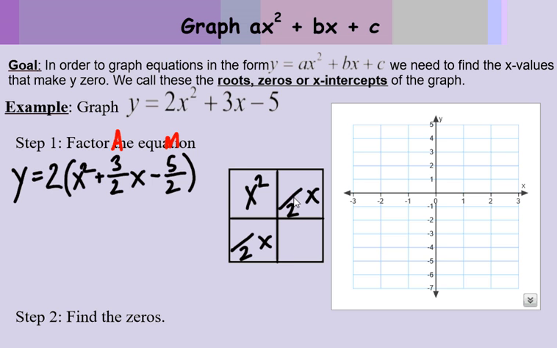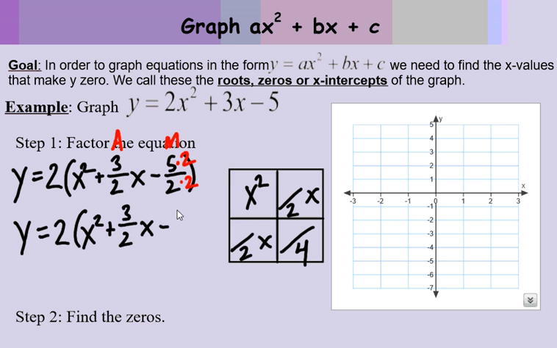But you'll notice this: when these halves and halves multiply, they're going to make fourths. This term is not currently in terms of fourths, so I need to rescale it. The top needs to be multiplied by 2 and the bottom needs to be multiplied by 2, because it has to multiply to be negative 5 halves, but halves and halves is going to make fourths. So this is going to end up being x squared plus 3 halves x minus 10 fourths. Now I need two numbers that multiply to make negative 10 fourths and add up to be 3 halves.